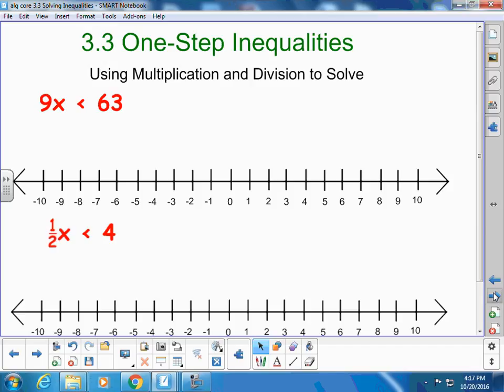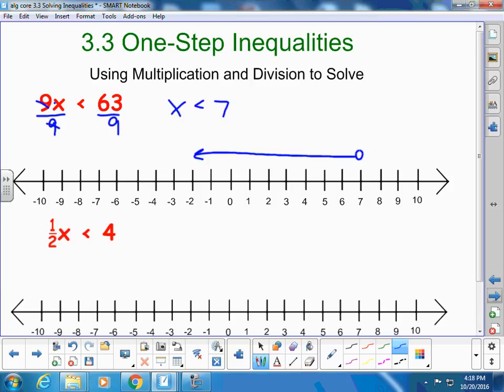Not a whole lot different idea than yesterday, except with multiplication and division. We solve these the same way we did an equation for the most part. This is 9 times x is less than 63. So to undo multiplication, we divide. So these cancel out and you get x is less than 63 divided by 9, which is 7. So x has to be less than 7. So how do we graph that? Open circle at 7, pointing to the left.